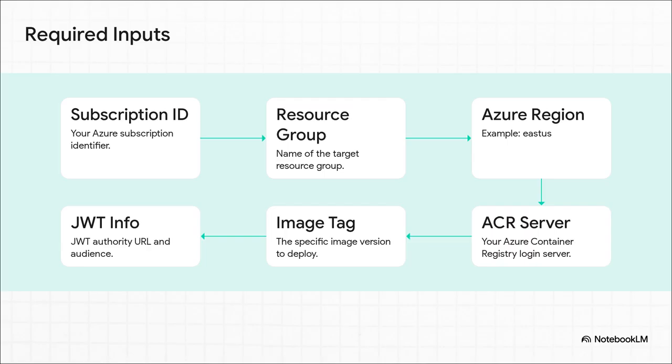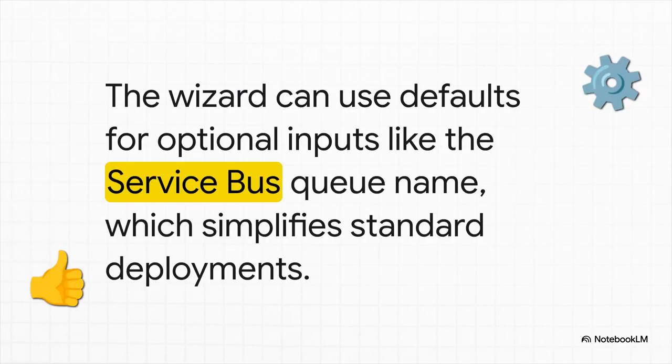Having your Azure subscription ID, the name for your resource group, the region you're deploying to, and your Azure container registry, that's where your app images live, all ready to go will make this whole process just fly by. You'll also need some security details for your JWT, which handles authentication, and of course, the specific image tag you want to deploy.